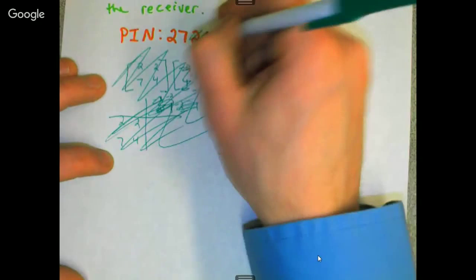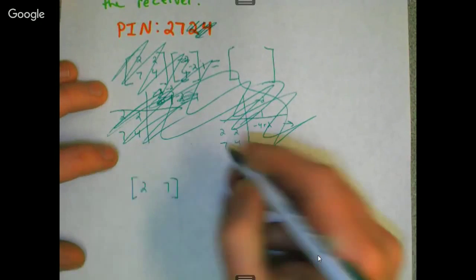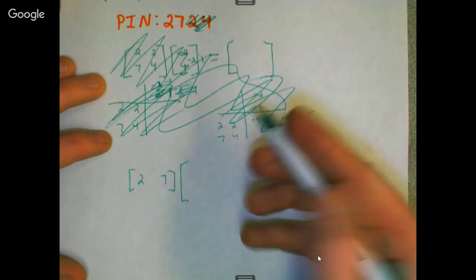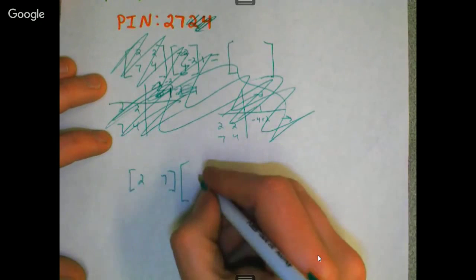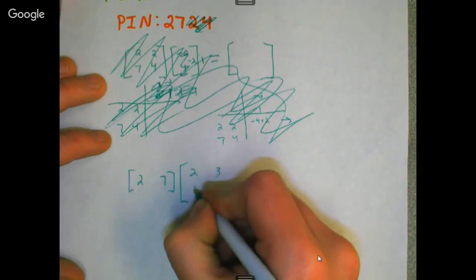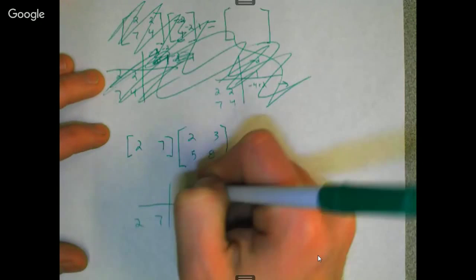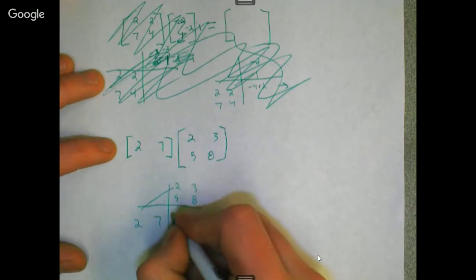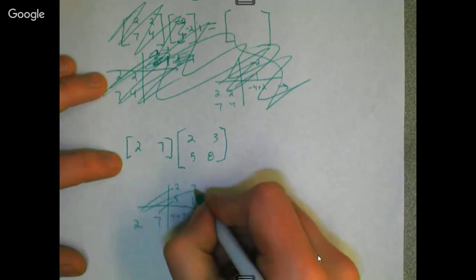We'll simplify this. So we want to send 27. So we're going to say 2, 7, and we're going to have a key, which will be a square matrix. That way square matrices have inverses. Okay, so let's say we're going to have our key to be 2, 3, 5, 8. Okay, so we'll multiply these two together. Okay, so that's 4 plus 35. That's 39. And then we have 6.